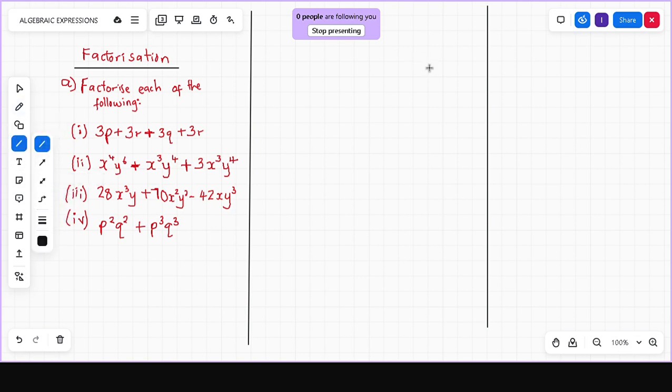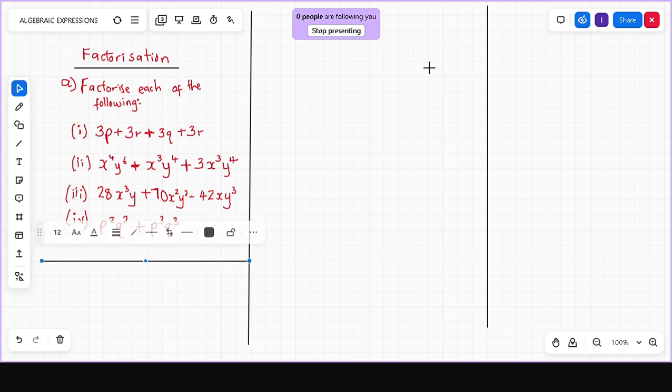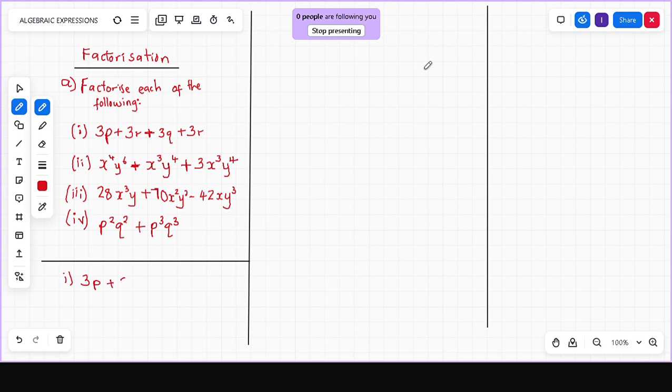Now the question says factorize each of the following. So the first one we got to be, that is 3p plus 3r plus 3q plus 3r.